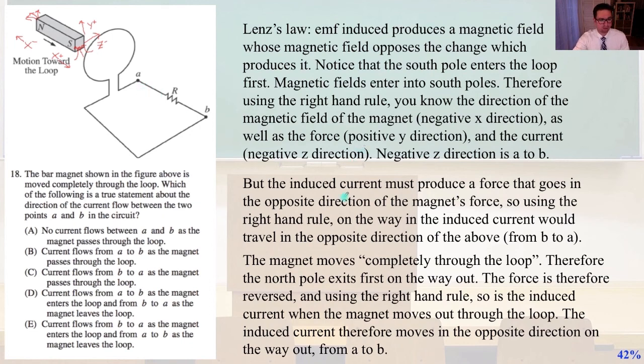And then on the way out, the magnet moves completely through the loop. So the North Pole exits first on the way out, so the force is therefore reversed. And using the right-hand rule, so is the induced current when the magnet moves out through the loop. So the induced current would move in the opposite direction as above. So on the way out, it would move from A to B, and that is answer E.